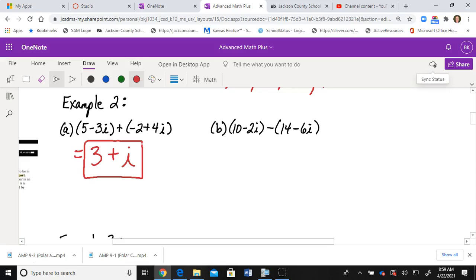Okay. 10 minus 14 is what? Negative 4. Negative 2i minus a negative 6i would be positive 4i, because that negative is going to make 2 positives, okay? If you want to distribute your negative, that's the way I always do it. Everybody good there? Everybody good on example 2?